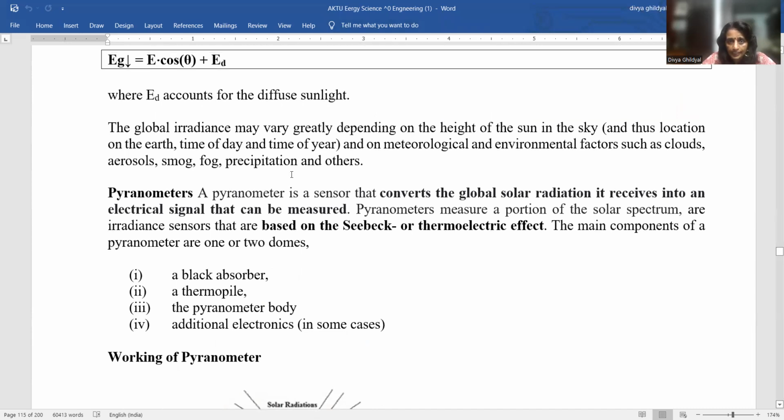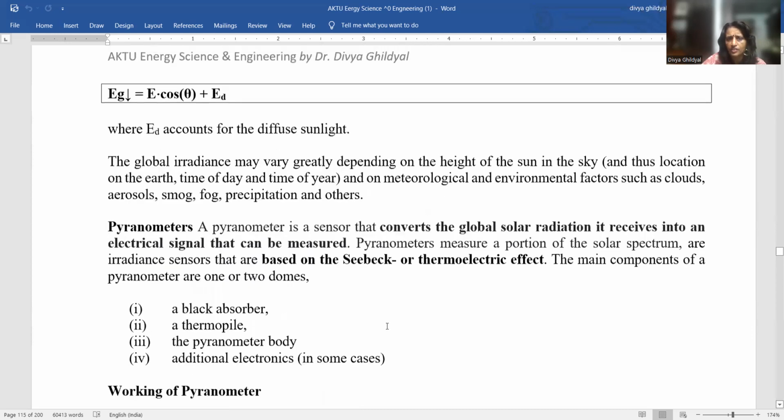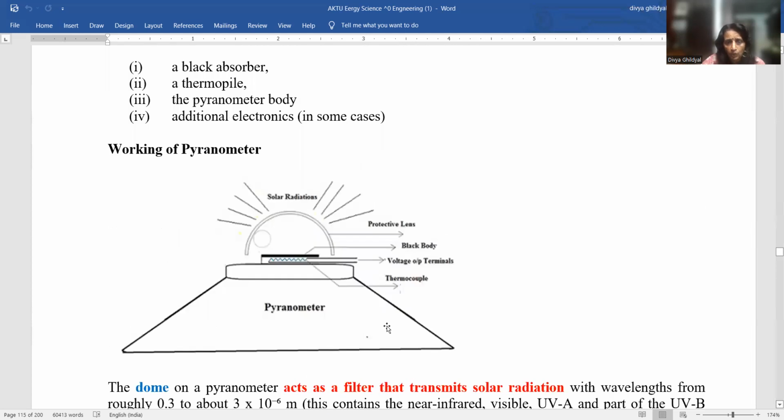Pyranometer is a sensor which converts the global solar radiation it receives into an electric signal which can be measured. See, pyranometers measure a portion of the solar spectrum, and it is based on the Seebeck or thermoelectric effect. Main components are a black absorber, a thermopile, a pyranometer body, and additional basic electronic instruments. Look at this diagram of pyranometer.